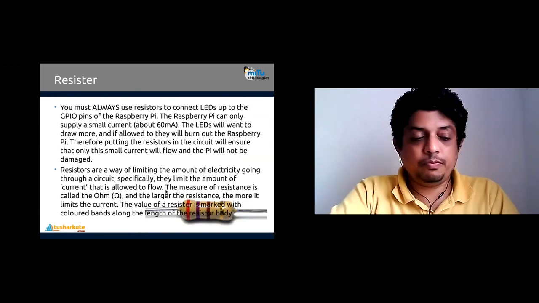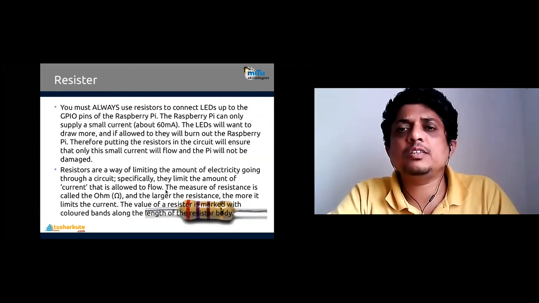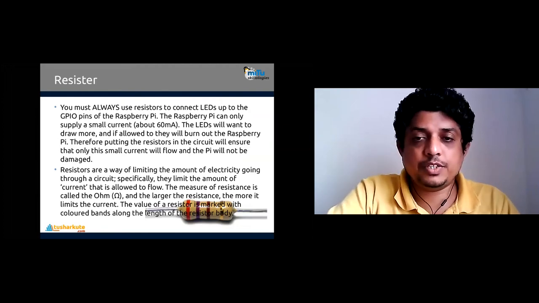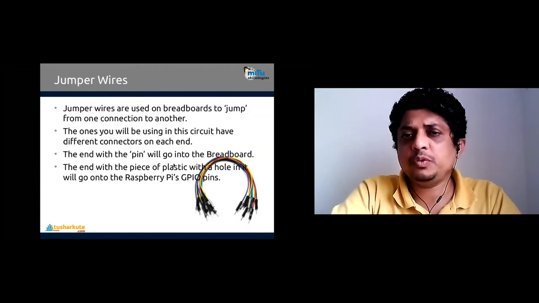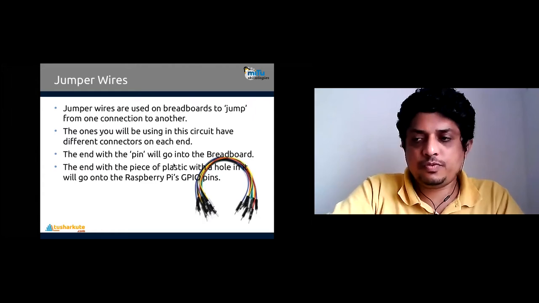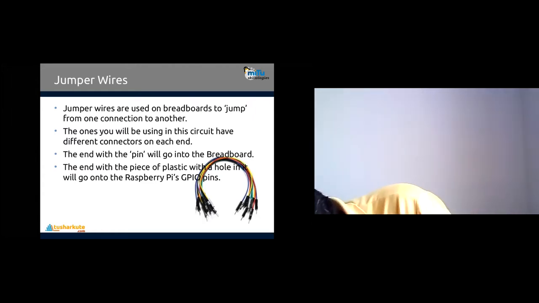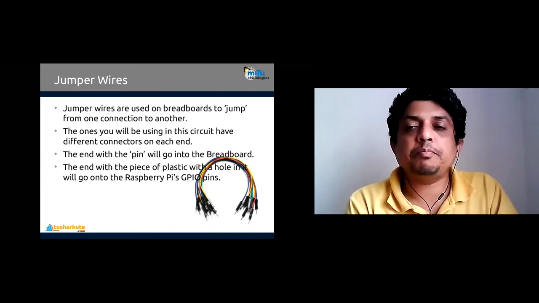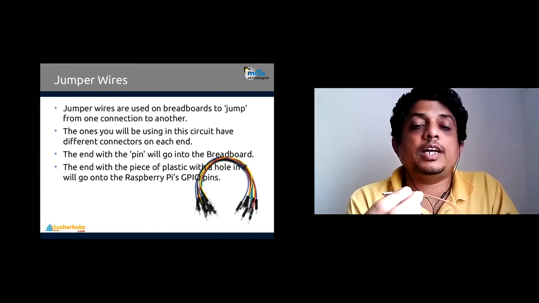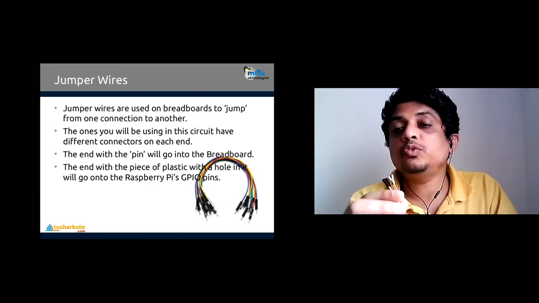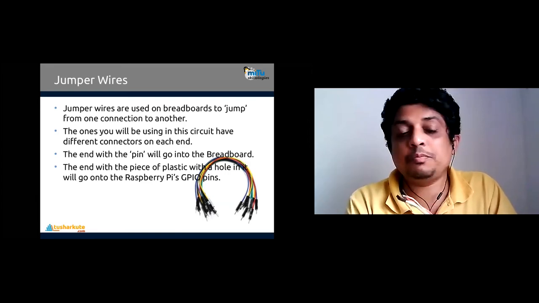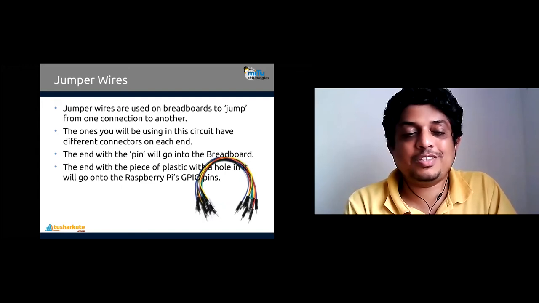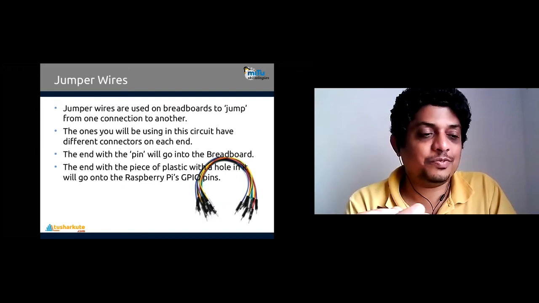A resistor is also required, but maybe I don't have a resistor right now. If the current is very high, a resistor may be required to resist that current. Currently, we don't require it. Along with that, I may require a few cables, which we call jumper wires. They are the jumper cables shown over there. These jumper cables will help you jump the connection from the Raspberry Pi to the breadboard.